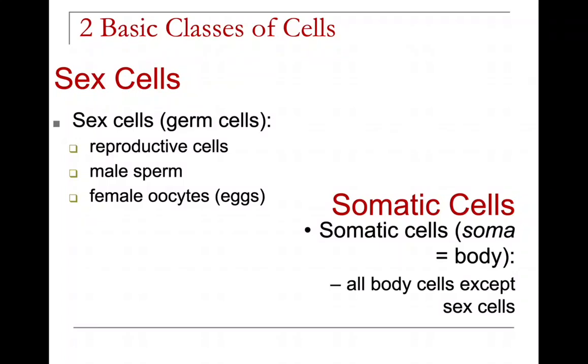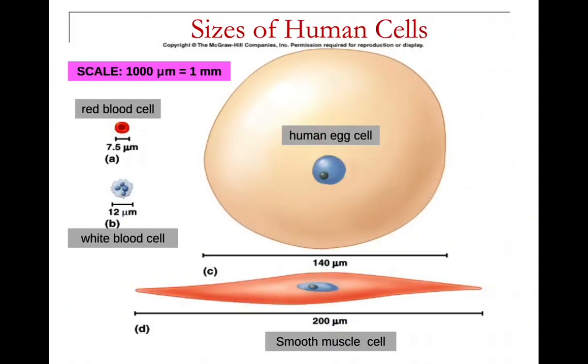So human cells are going to fall into two basic classes. Your sex cells or germ cells are your reproductive cells. They're sometimes called your gametes. They're going to include the sperm in the male and the eggs or oocytes in the female. All of your other cells are somatic cells. Soma means body, so this is going to be everything in your body except the sperm and egg.